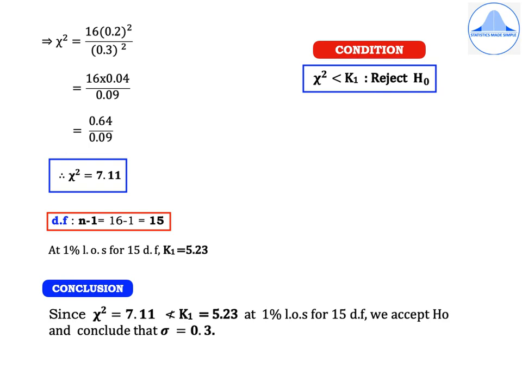The condition which we use for a left tail test is you have to check if chi-square is less than k1, then you reject H naught. So the degrees of freedom is n minus 1, which is 16 minus 1 equal to 15 at 1% level of significance for 15 degrees of freedom. K1 is 5.23. So the conclusion is, since chi-square is equal to 7.11, which is not less than K1 equal to 5.23 at 1% level of significance for 15 degrees of freedom, we accept H naught and conclude that sigma is equal to 0.3.